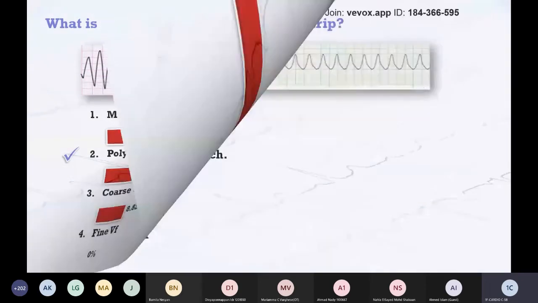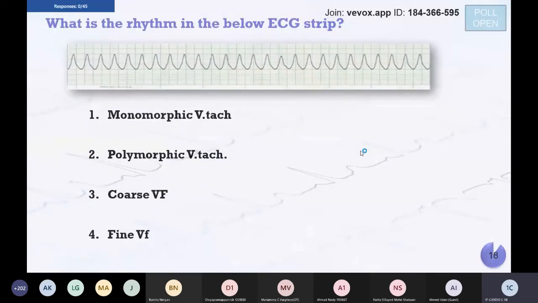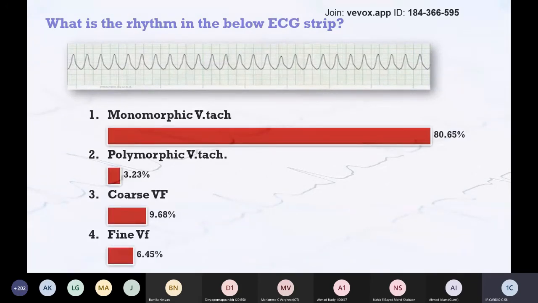So let's take this one. So more people are participating. Good. That's great. So 80% said monomorphic ventricular tachycardia, number 1, which is the correct answer. Some people said coarse VF. I will show you the difference in a while. And fine VF is also like a flat line. I'll show you that also in the next slide.